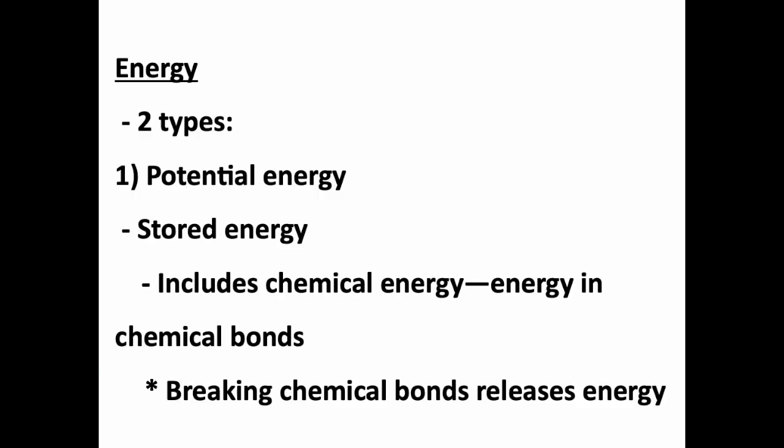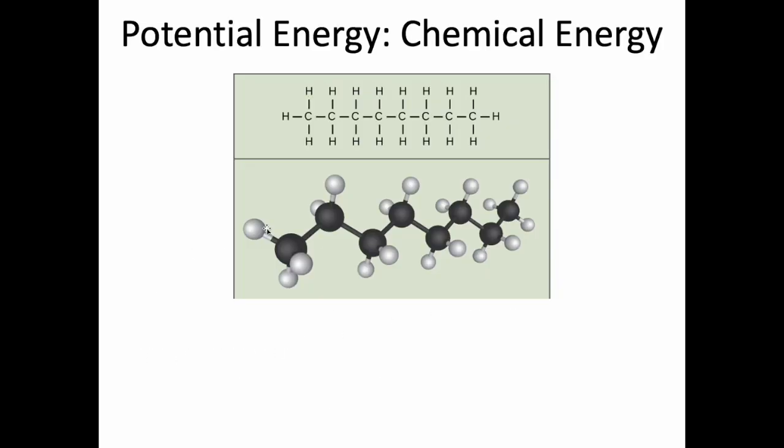So what does this look like in biology? What does this look like on a chemical level? Well, this potential energy, this stored energy, includes a type of energy called chemical energy, which is energy in chemical bonds. So, we've seen molecules like this in the past. Just by having these covalent bonds between these atoms, this is an energy storage molecule.